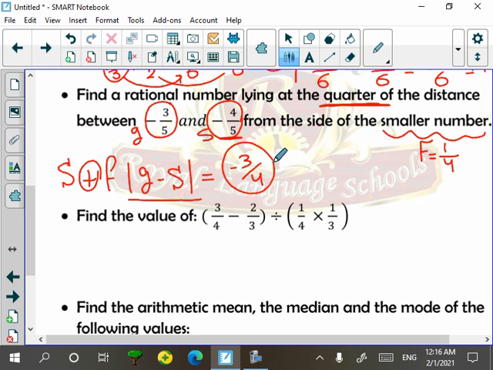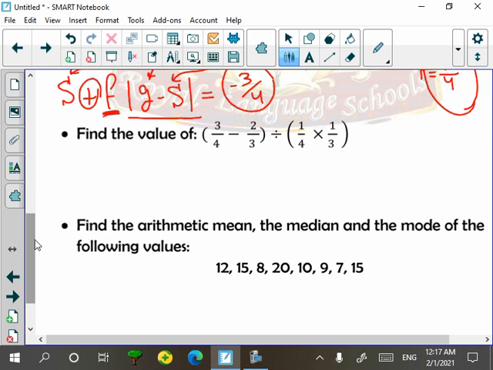You will write the smaller here, negative 4 over 5, plus f equals 1 over 4. The greater is negative 3 over 5 and the smaller is negative 4 over 5. Then the answer will be negative 3 over 4.